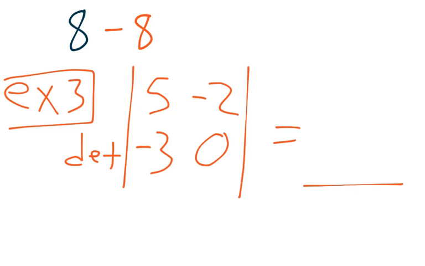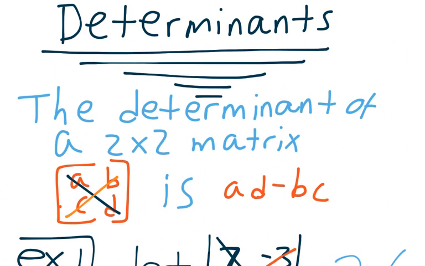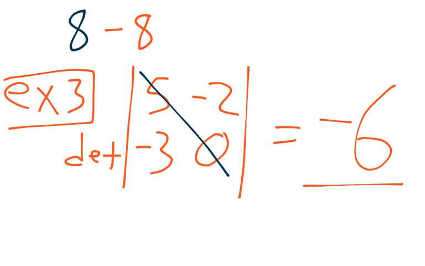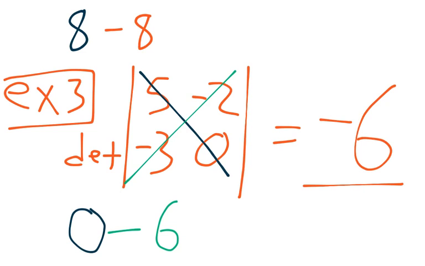So you should have negative 6 for an answer here. If you didn't get that, I'll show you why. Because 5 times 0, right, in the definition, that's A times D, right, top to bottom, like left to right. So that's 0, and then minus 6, because it's negative 3 times negative 2, that's positive 6. So your answer is negative 6.